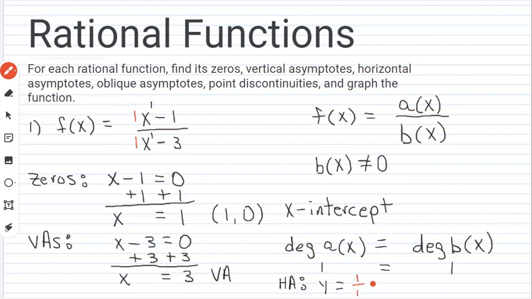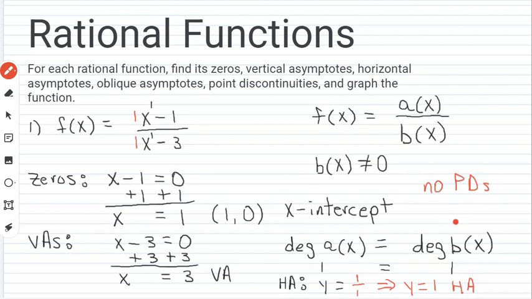And of course, 1 divided by 1 is just going to give us y equals 1. So that's going to be our horizontal asymptote. Now, we don't have any point discontinuities because none of the factors get canceled on the top and the bottom. Usually you can factor the top and bottom and cancel out common factors, but since there's no canceling taking place, there's not going to be any point discontinuities, at least with this rational function.